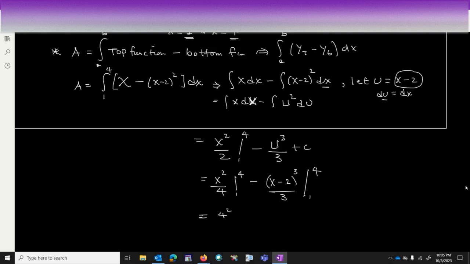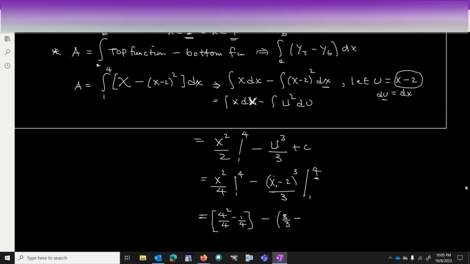The first is going to be 4 squared over 2 minus 1 squared over 2, which is 1 over 2. This is treated separately. Minus, carefully open the parenthesis: 4 minus 2, you substitute 4 here, is 2. 2 cubed is 2 times 2 times 2, 8 over 3, right? Because if I plug in 4 for x, 4 minus 2 is 2, and 2 to the power of 3 is 8, so 8 over 3.